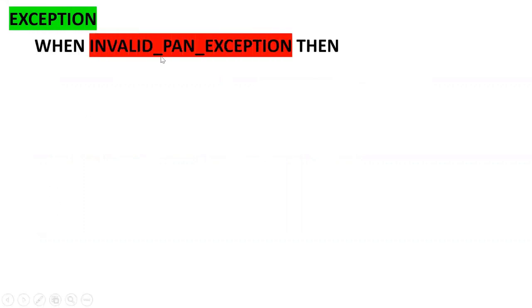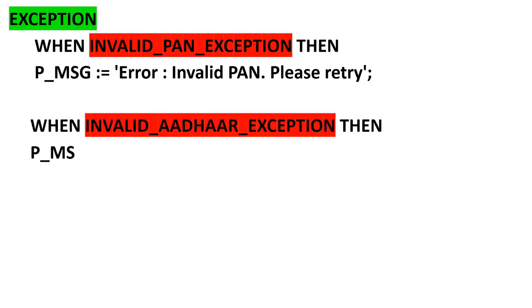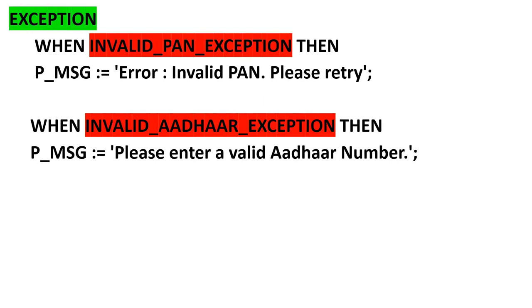Now what happened? We need to handle the exception. How can you handle an exception? By using an exception handler. This is the invalid PAN exception: error, invalid PAN, please retry. We need to handle this exception. In a similar fashion, the invalid Aadhaar exception: please enter a valid Aadhaar number.